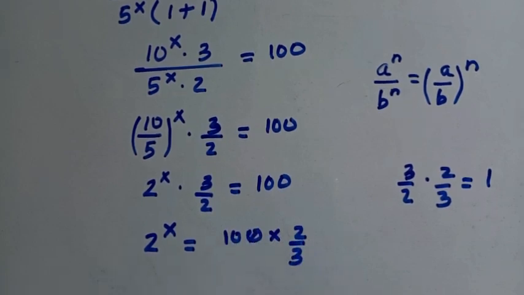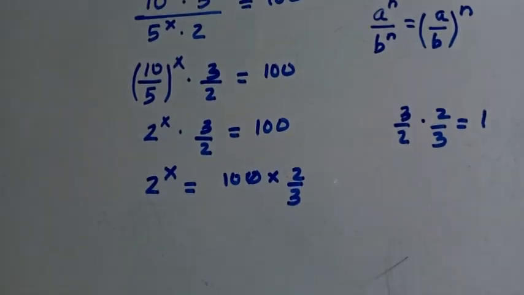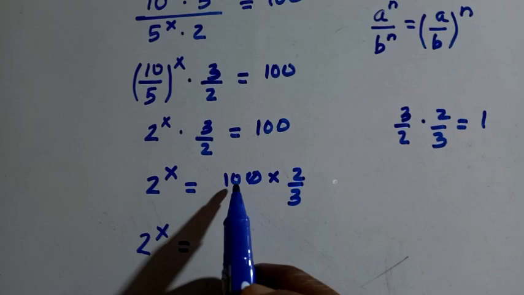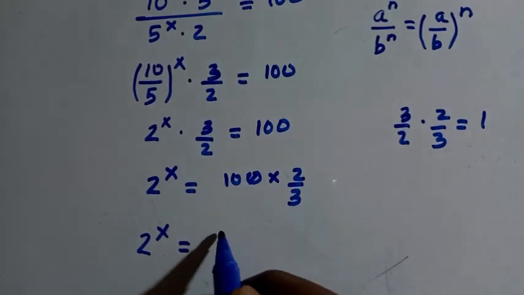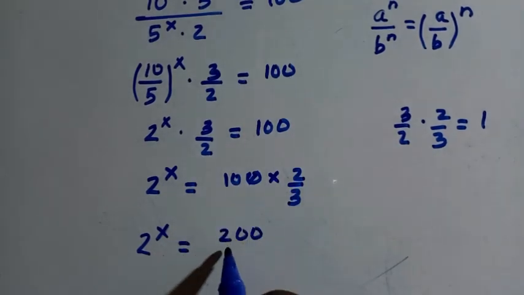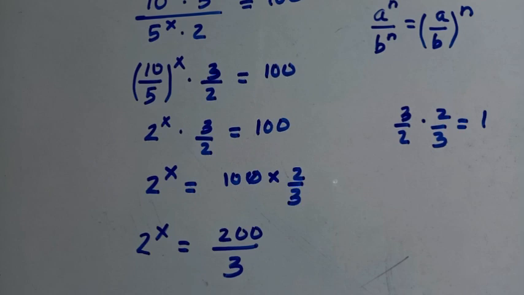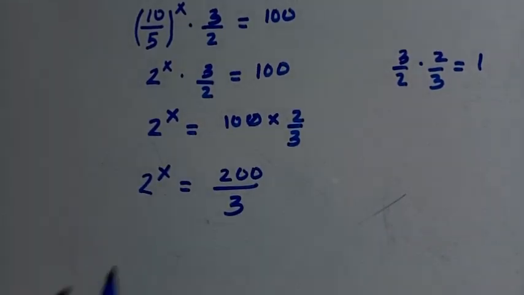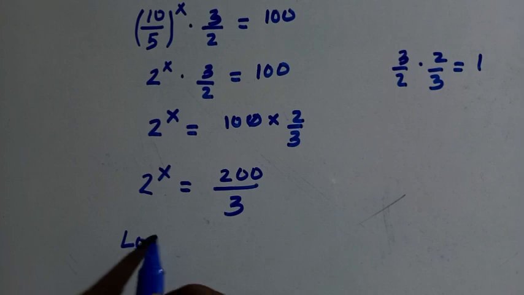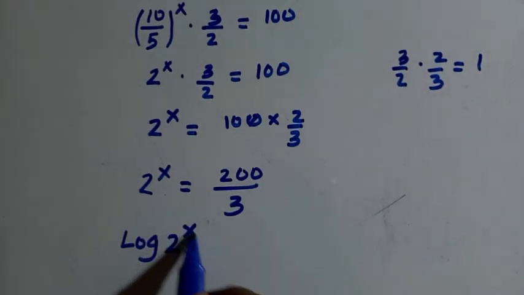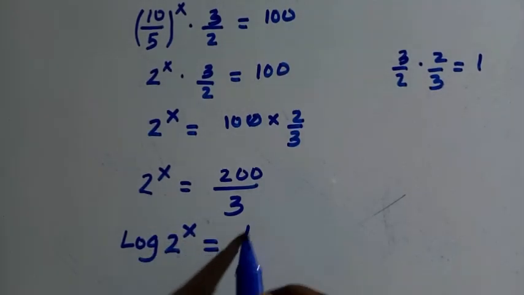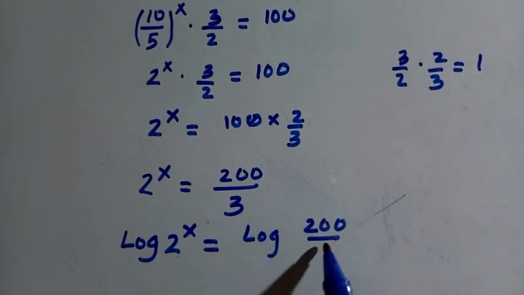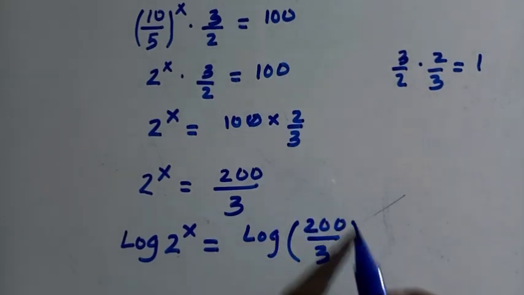over 3. In the next step, we have 2 power x equals 1 over 2 multiplied by 2, that is 2 over 2 divided by 3. And let's try to introduce log on both sides. We have log 2 power x equals log of 2 over 2 divided by 3.